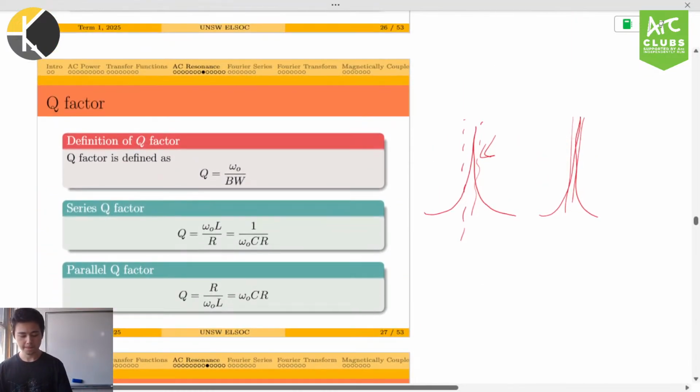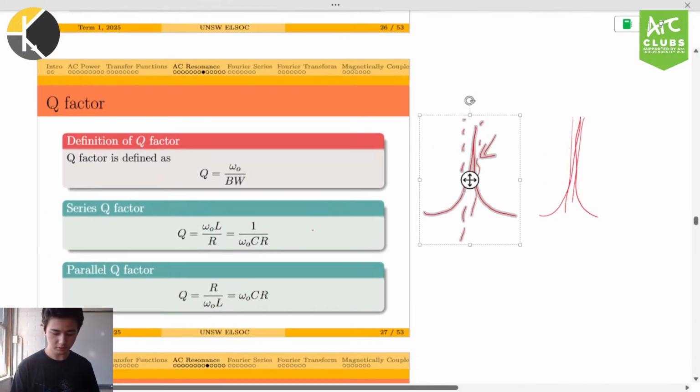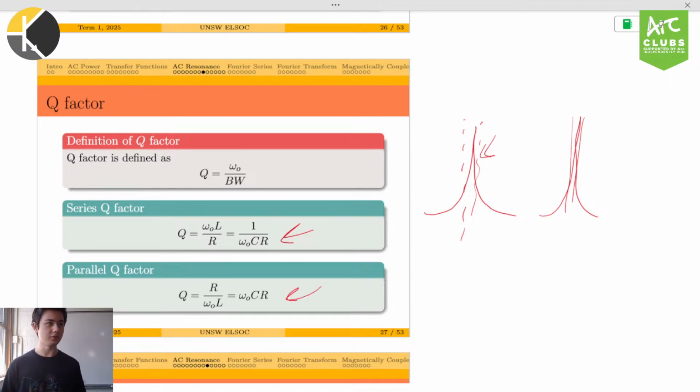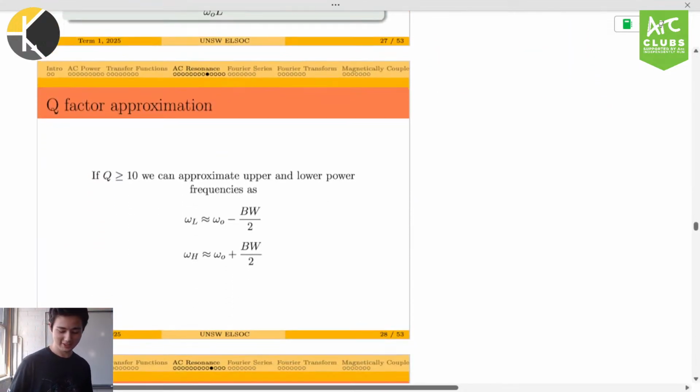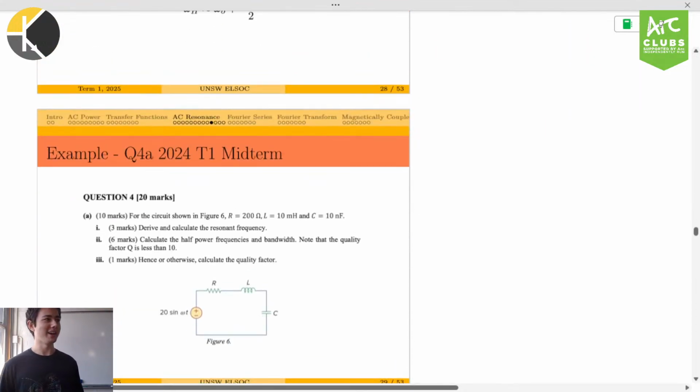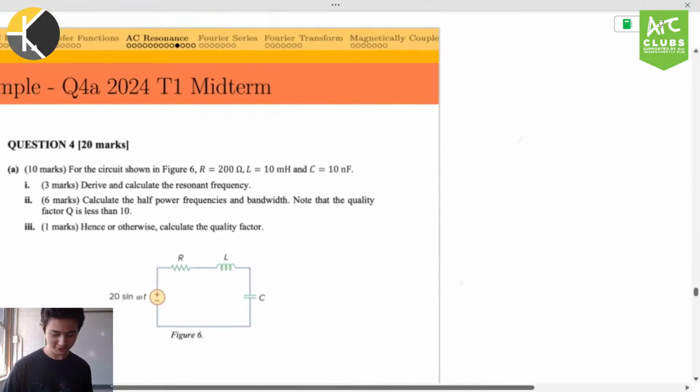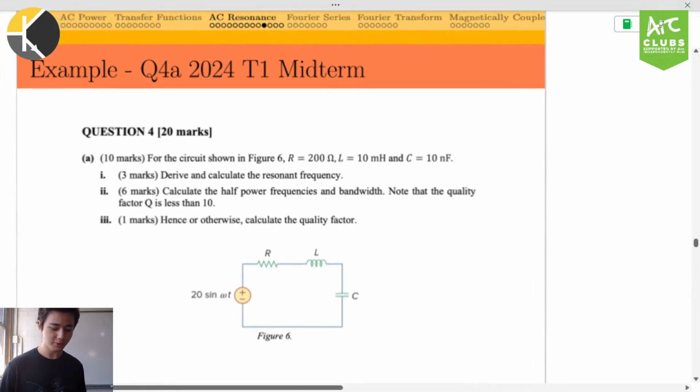All right, anything else? There are a couple of ways that we can assume immediately what a Q factor might be, but it shouldn't be too necessary for our calculations in this course. We can always brute force it, and quite frankly, that's what we're going to do right now. First things first, let's take a peek at the 2024 Term 1 midterm. This is question 4A, and let's just run through it.